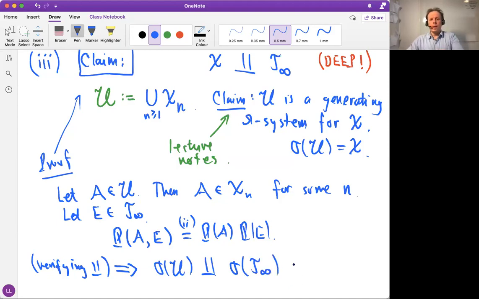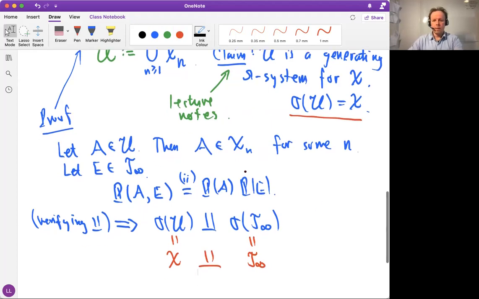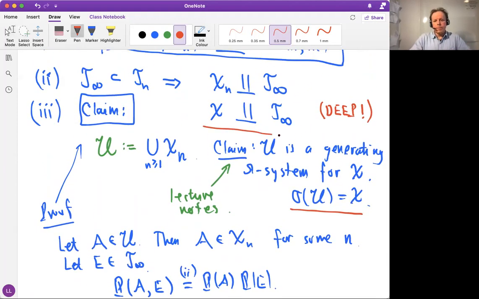And now in the lecture notes, we are able to learn that sigma(U) is equal to X. What about the smallest sigma algebra generated by T_infinity? Well, T_infinity is already a sigma algebra, so the smallest sigma algebra containing it is itself. So now we have X is independent of T_infinity. Okay, and that's what we wanted to prove, the deep thing. That's almost actually the proof of what we wanted to do.